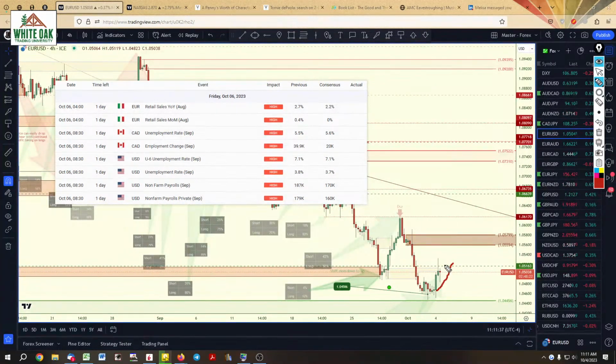Okay? So if that's the case, if price does not contact this area of supply that I'm watching here, let's do that properly.